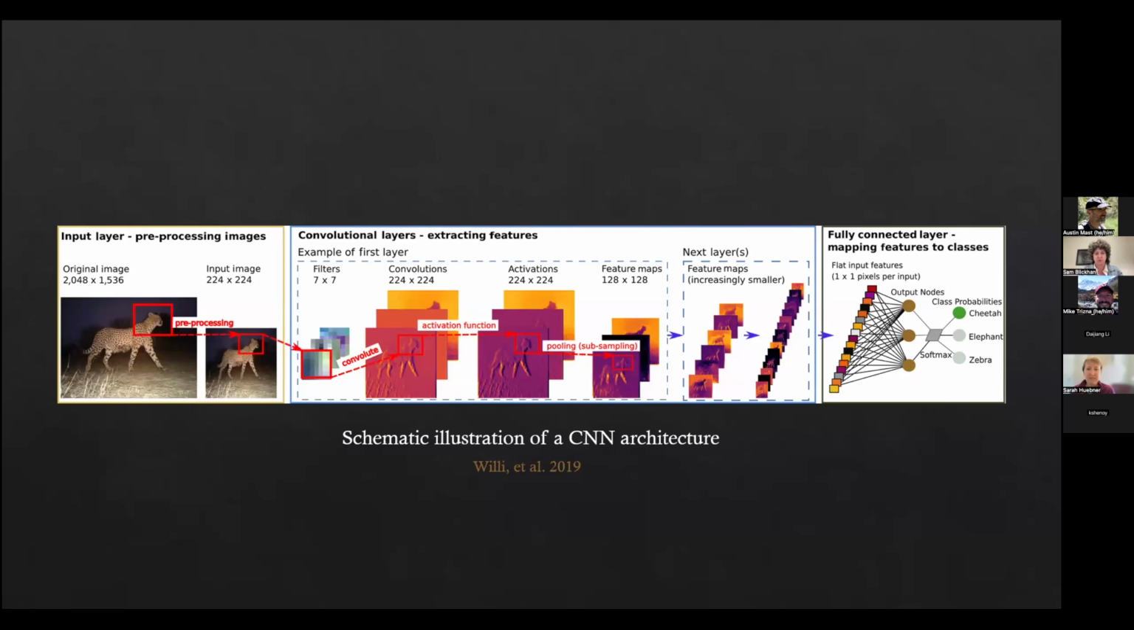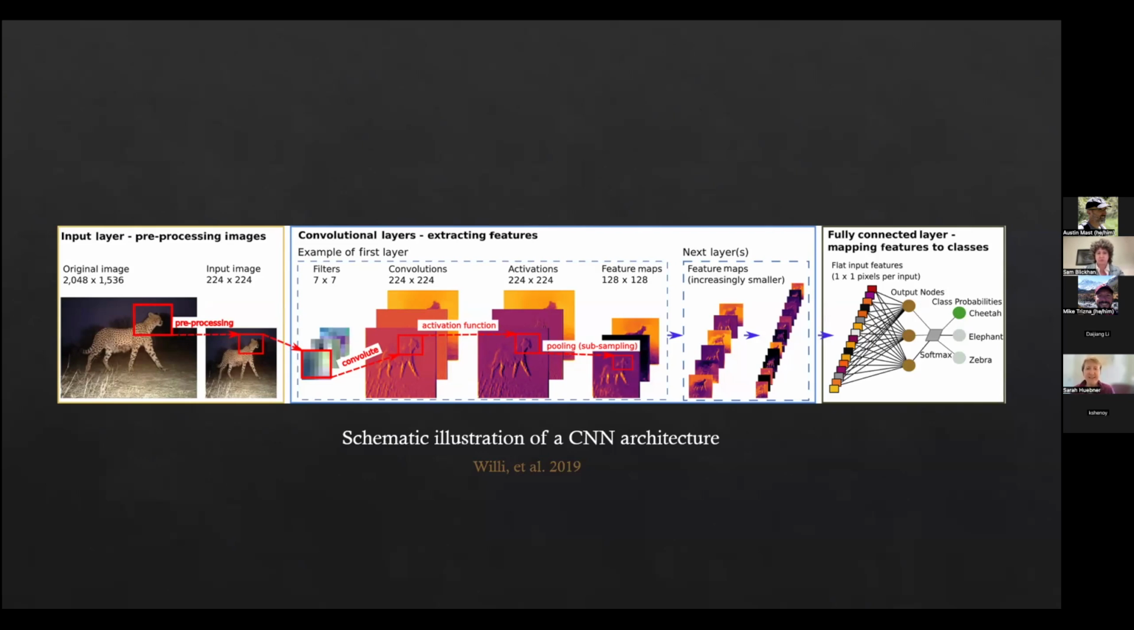Because no relevant models existed when we first decided to explore AI, we worked with machine learning developers to create our own custom object detector and species classifier, both of which are convolutional neural networks, or CNNs, which are the models most commonly used in ecology and conservation.